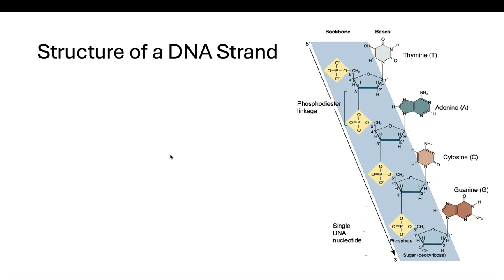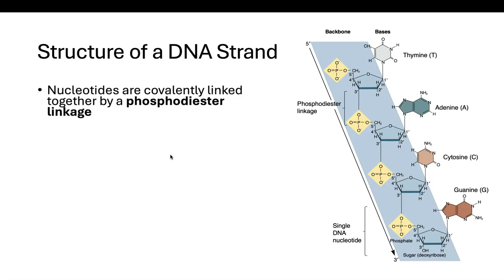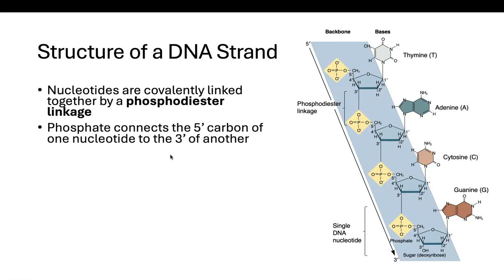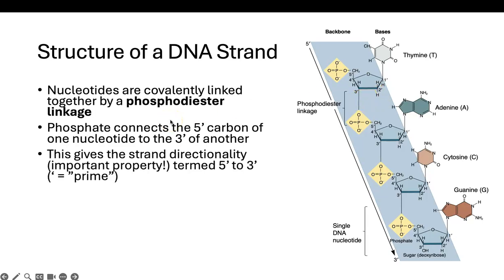These nucleotides are linked through phosphodiester linkages. In a phosphodiester linkage, the phosphate group of one nucleotide binds to the 3' carbon of another. And this is the way that multiple nucleotides become linked in a strand. This linkage is what gives our DNA molecule directionality. You can see here in our diagram we have 5' to 3' here.